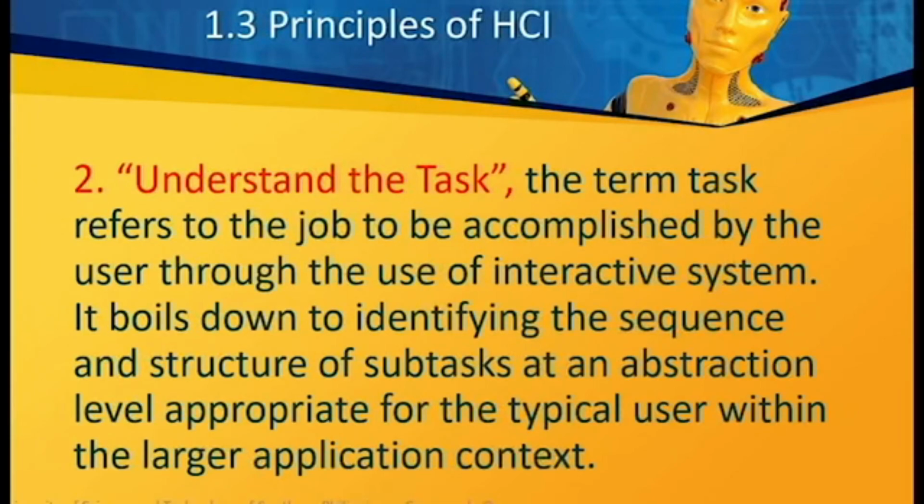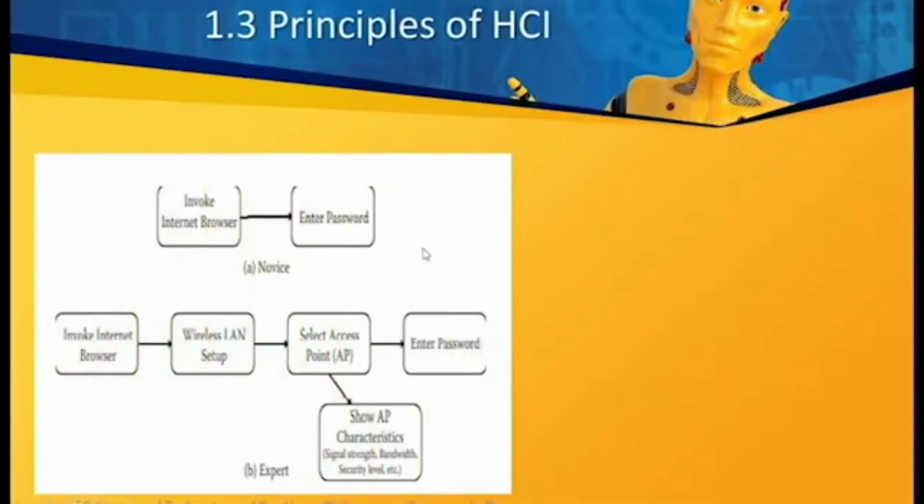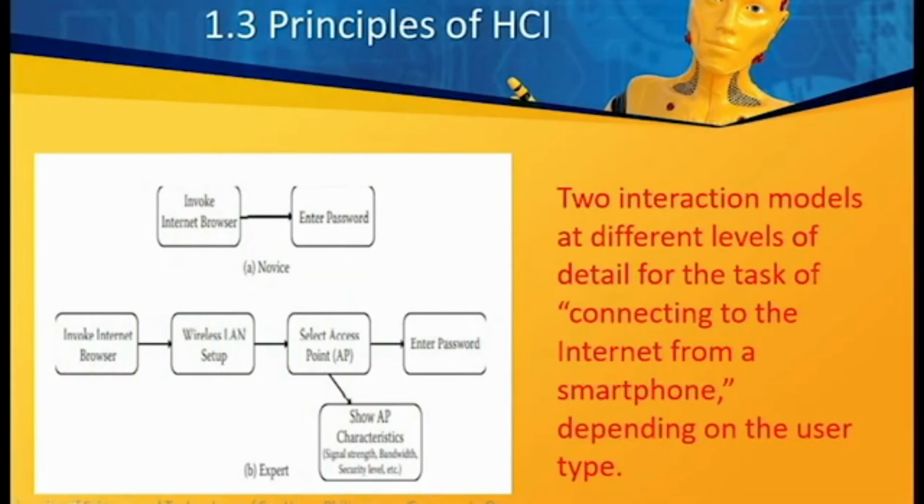So here are two interaction models at different levels of detail for the task of connecting to the internet from a smartphone, depending on the user type. In this figure, the task is to connect to the internet from a smartphone. Since we have two types of users, the novice or casual user, and the expert, their tasks are different.